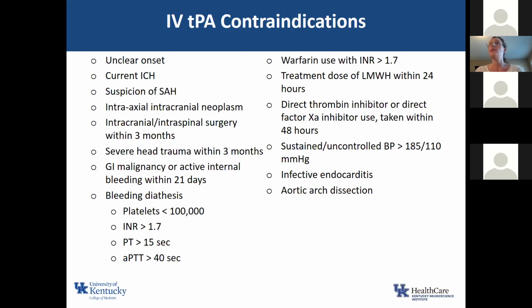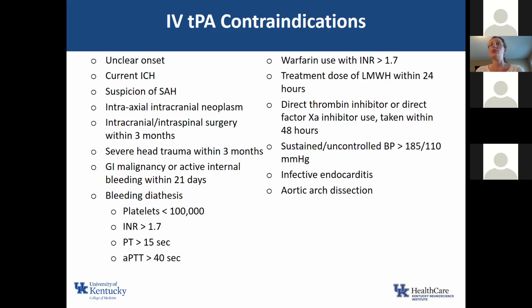And then obviously if they're on a DOAC, like rivaroxaban, apixaban, or Pradaxa, and it has been taken within the last 48 hours, then they cannot receive TPA. We do not routinely check an anti-10A level because those levels don't really correlate well with the thickness or thinness of their blood, so it doesn't give us much information. And then we already talked about the blood pressure. If we can't get it down to that cutoff, we can't give them TPA.